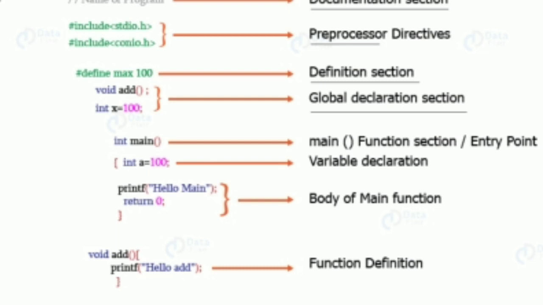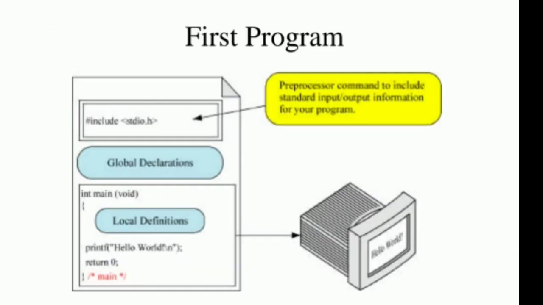In those 7 steps, what is the include section? #include <stdio.h>. The second one is the global declaration, and the third is the local definitions. Into main void, the open brace starts the local definitions, printf hello world, return 0. You can get that output. The preprocessor command includes standard input output information for your program. This is the program execution.